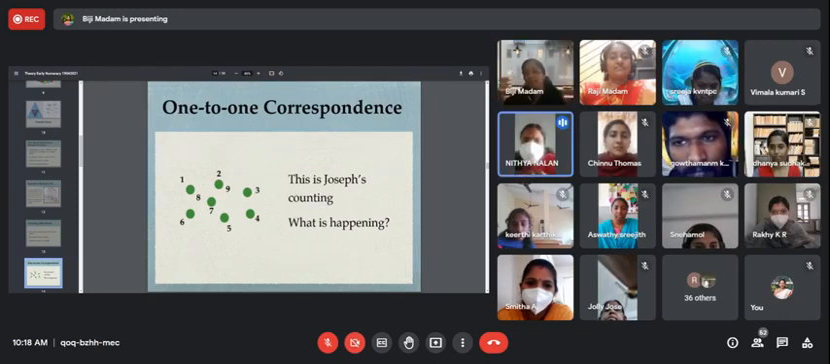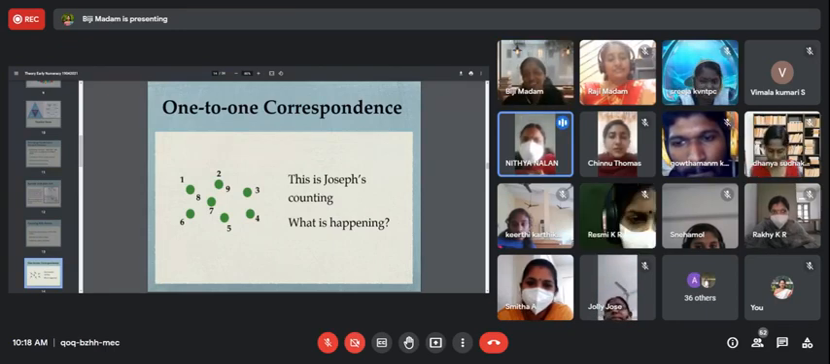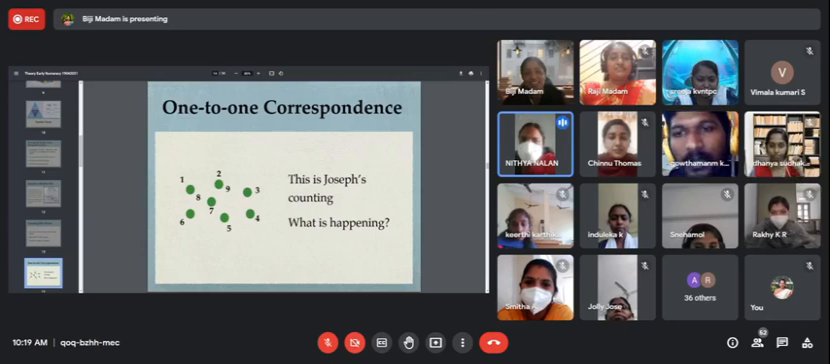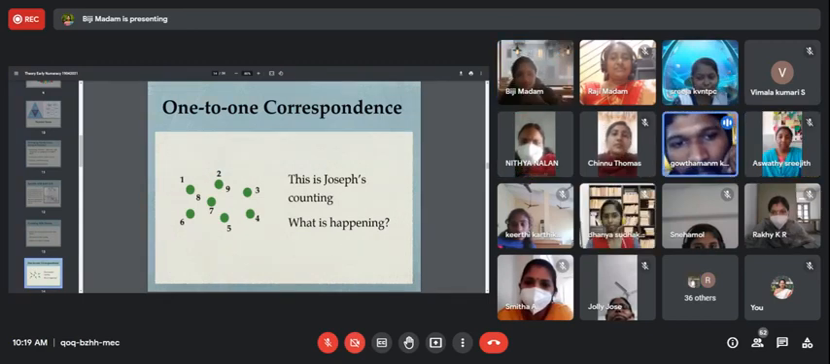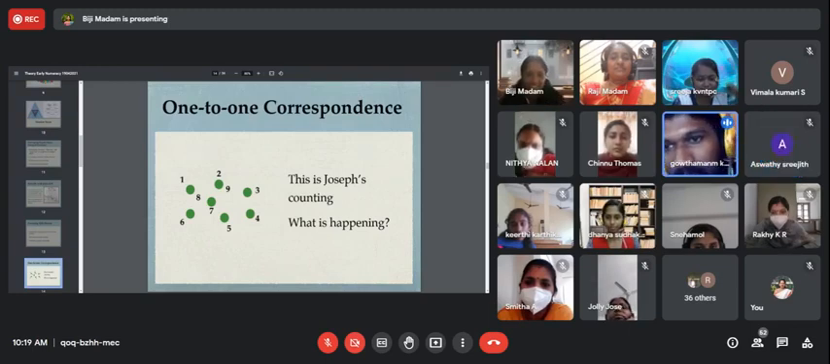Nitya ma'am. Madam, it is not given in the proper order. After one, the two should be written next to the pebble. That is, the order is not correct. Then, Gautam sir. Ma'am, numbers are from 1 to 9, but the pebbles are not in the same way. There are only 7 pebbles.